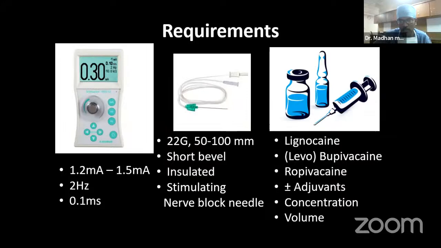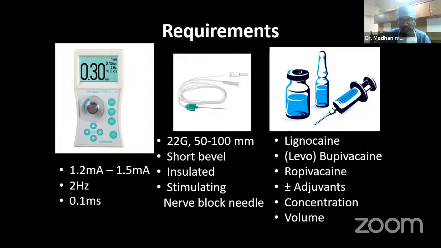Coming on to the local anesthetic, you can use whichever is available in your institution: lignocaine, levobupivacaine, bupivacaine, or ropivacaine, with or without adjuvants. In our institute, we use perineural dexamethasone 8 milligram, and the concentration depends on whether you are giving it for sole surgical anesthesia or analgesia.